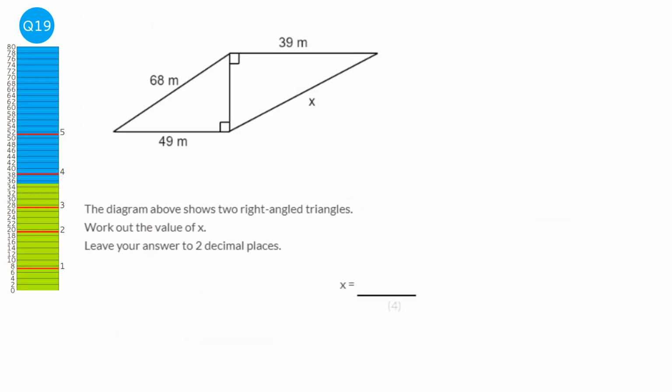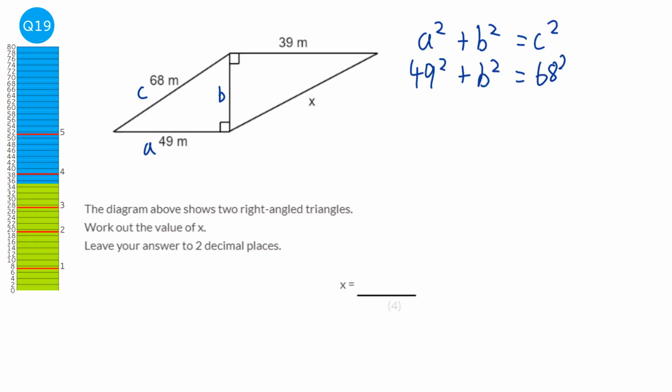We can't work out what x is straight away, but we can find this value here. And we know with Pythagoras we can find a third length if we've got the other two in a right angled triangle. So a squared plus b squared equals c squared. And a and b were labelled. C is always opposite the right angle, so it'd be 49 squared plus b squared equals 68 squared.